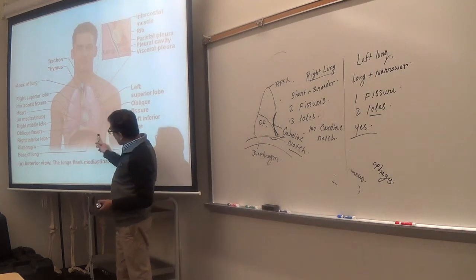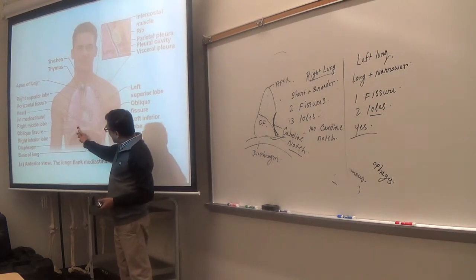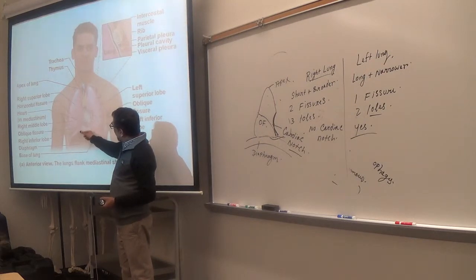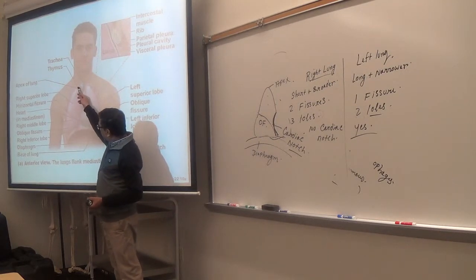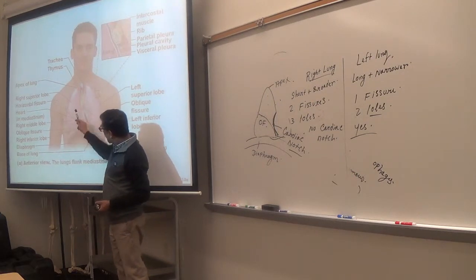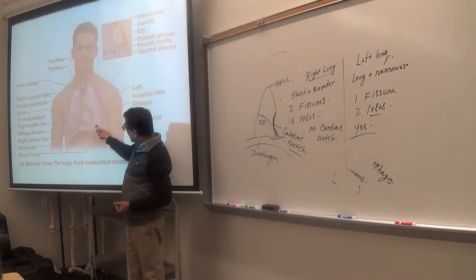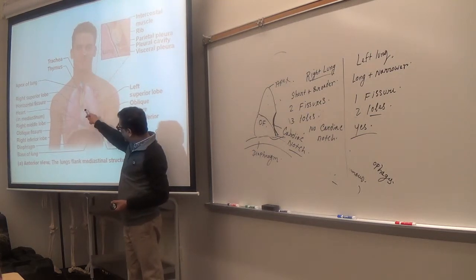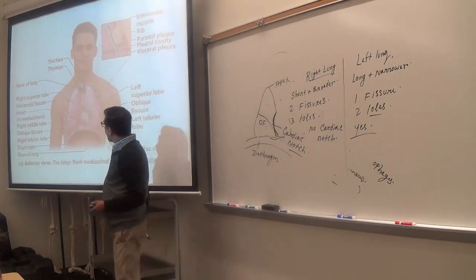So this is the diaphragm. This part is called the base, attached to the diaphragm, and this is the apex, right? You see 2 fissures on the right side, 3 lobes, only 1 oblique fissure on the left, so 2 lobes, superior and inferior. This is the cardiac notch. Okay.